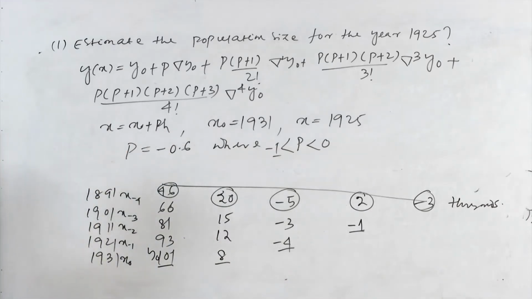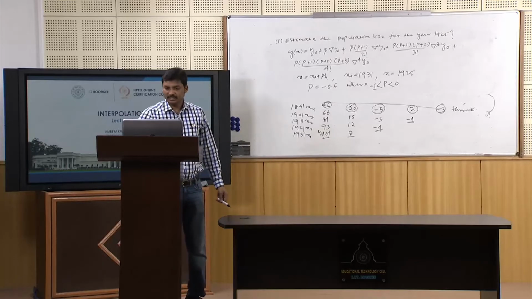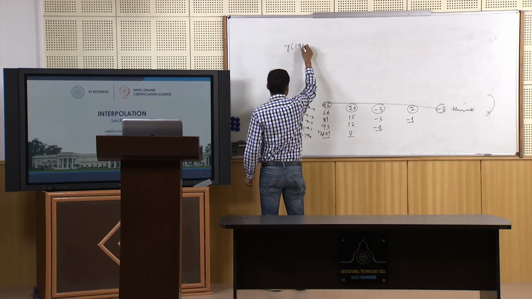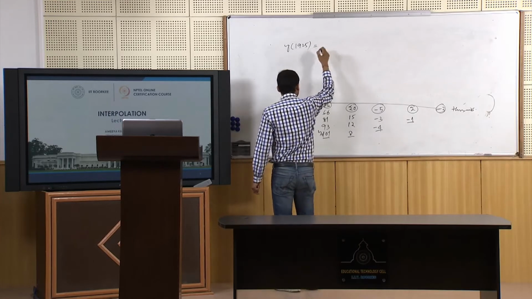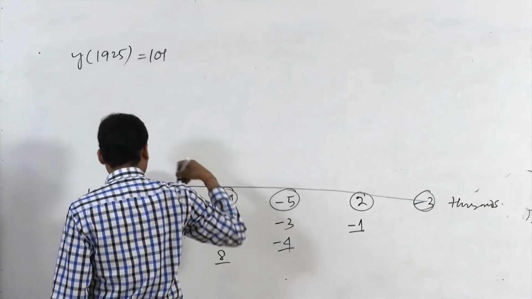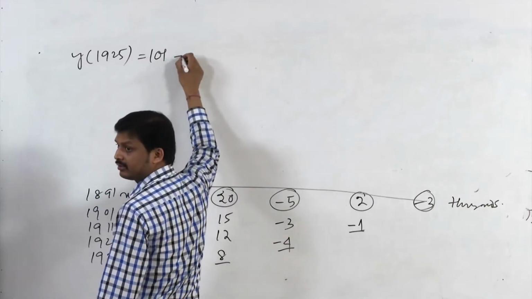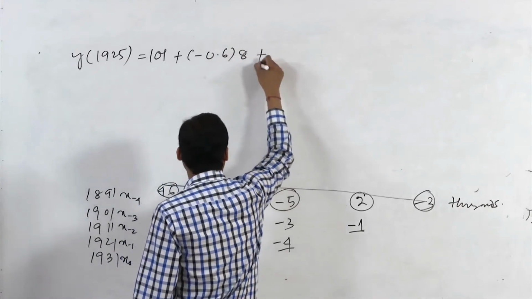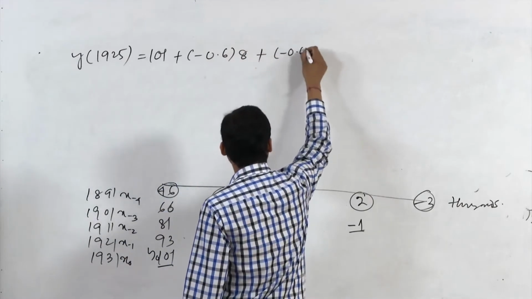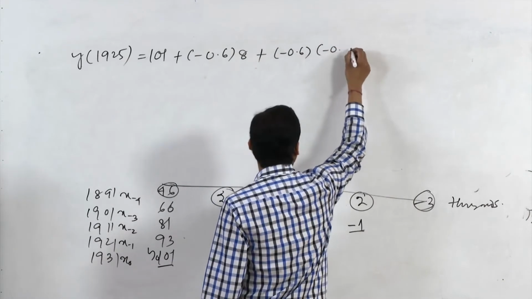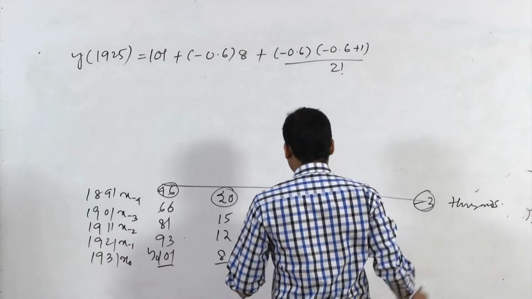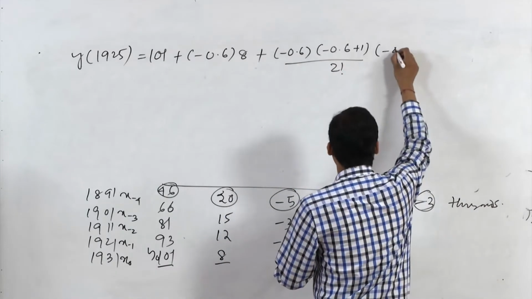So, if you just write it in a complete tabular form here, we can write y of 1925. The first value is the y0 value here, 101, plus minus 0.6 into 8, plus p into p plus 1 divided by 2 factorial nabla square. That value is minus 4 here.